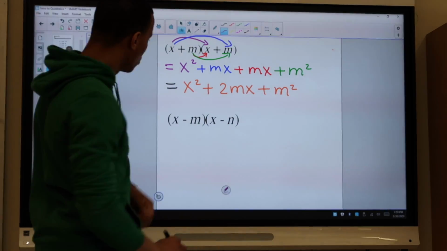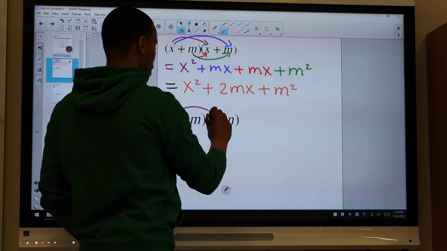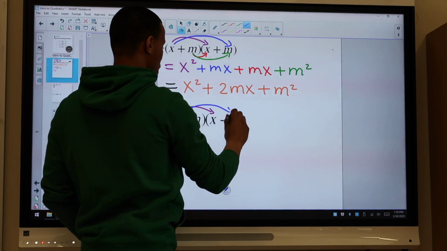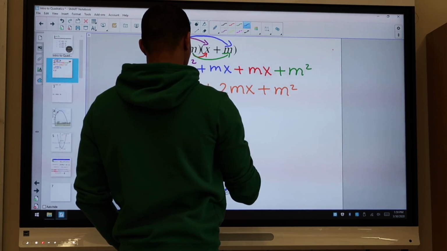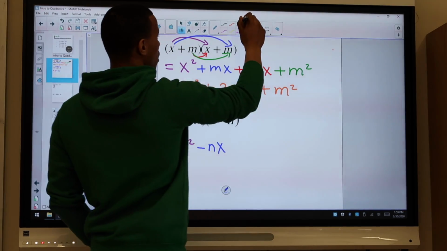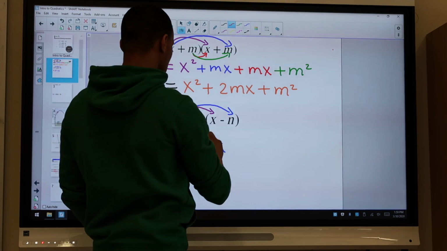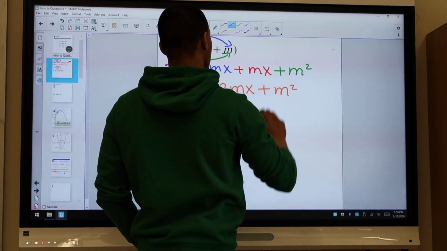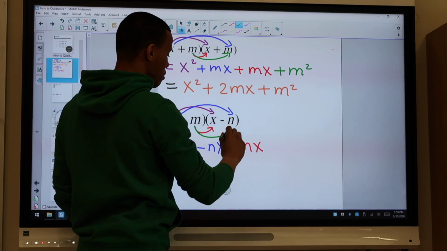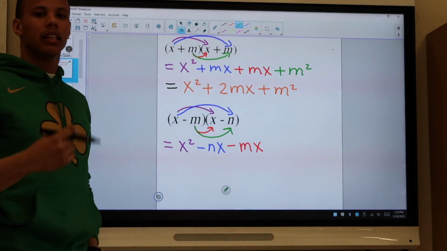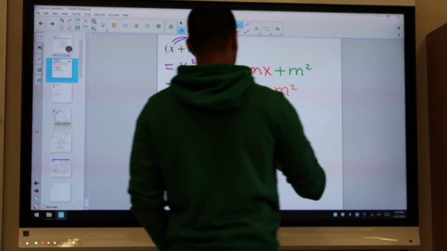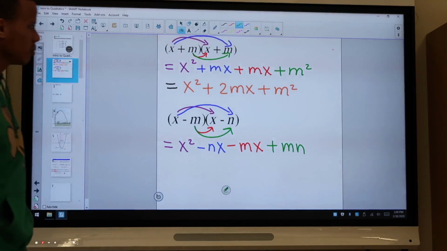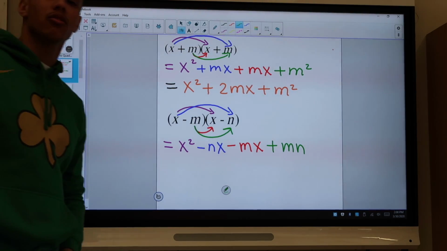The first thing I want to do is distribute the x. So x times x is equal to x squared. And then x times negative m is going to be equal to negative mx. Then I'll do the same thing for the other ones. Negative m times x is going to be equal to negative mx. And then negative m times negative m. Remember that a negative times a negative is going to be a positive. So this would be plus m squared. And that's all we have to do for now.